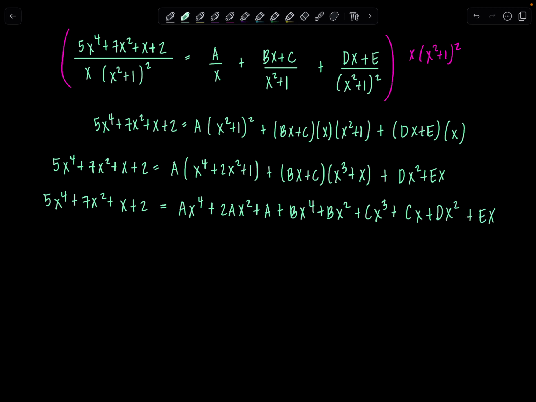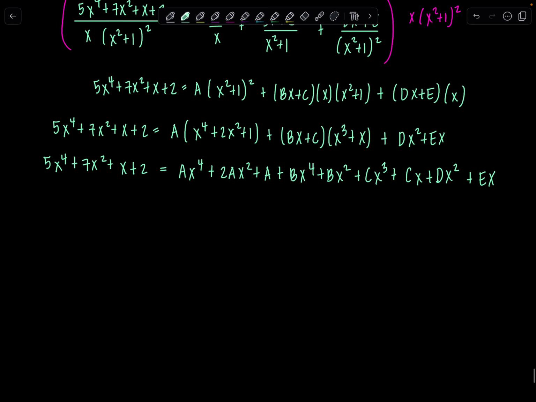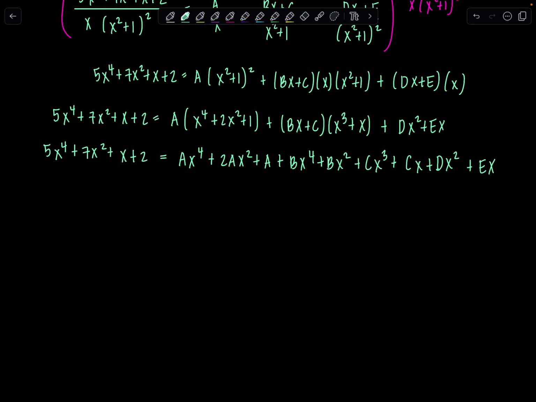Okay, so now let's start equating the coefficients of like terms from both sides. The highest power of x I see is x to the fourth. So we've got 5x to the fourth. So 5 must equal A plus B.